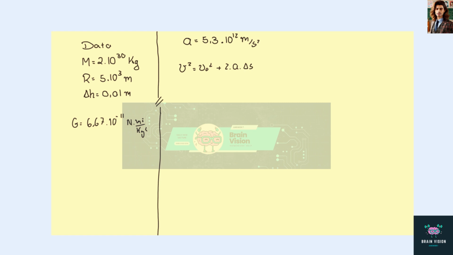So, in this situation, the initial velocity is equal to 0, and the displacement is actually a displacement in the height. So, the final velocity squared is equal to 2 times the acceleration of 5.3 times 10 to the 12 times 0.01. Now, taking the square root, we get a final velocity that is equal to the square root of 2 times 5.3 times 10 to the 12 times 10 to the minus 2. And this gives us a velocity of approximately 3.3 times 10 to the 5th meters per second.